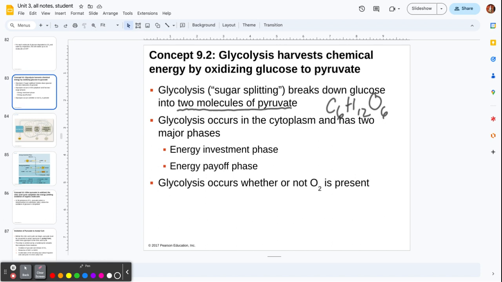Glycolysis has 2 parts to it. First of all, it occurs in the cytoplasm. Remember that, because that's going to be important for various reasons. And I like to use an analogy for this one. There's an energy investment stage and an energy payoff stage. And the idea here is you have to put a little bit of energy in to get it going. And if you don't put that energy in, then you won't get more energy out.